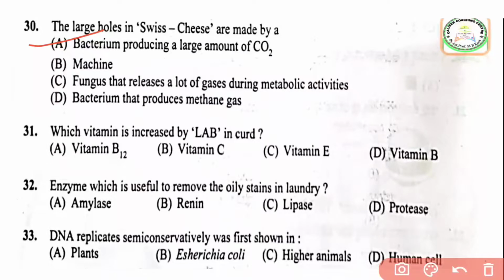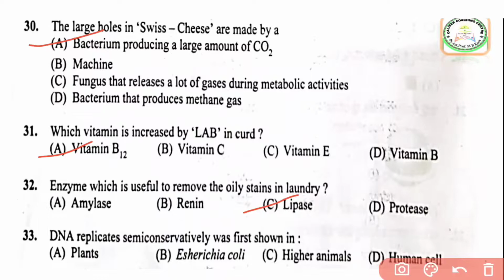31st question. Which vitamin is increased by LAB in curd? Vitamin B12, vitamin C, vitamin E, vitamin B. Which one, guys? Yes, it is vitamin B12. Enzyme which is helpful to remove oily stains in laundry: amylase, renin, lipase, protease. The answer is lipase. It is there in the NCERT page number 183, second PU. If you want to check it, you can go for it.